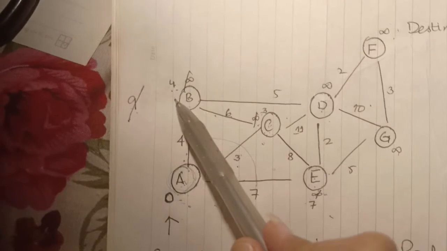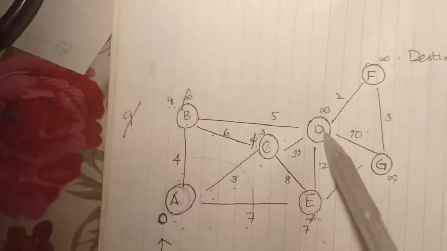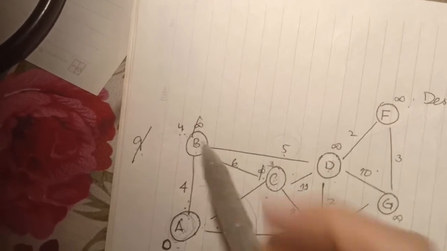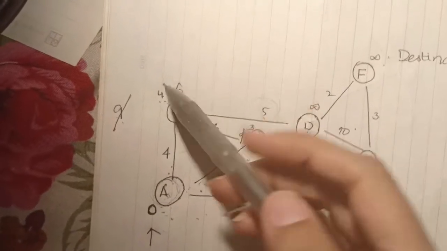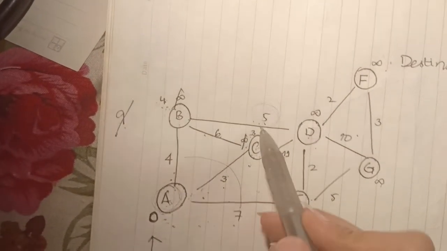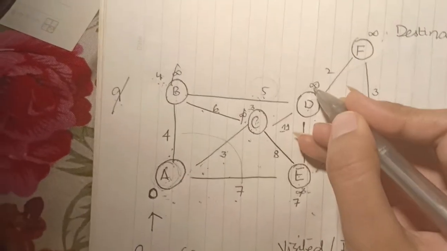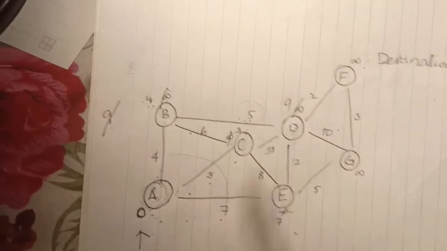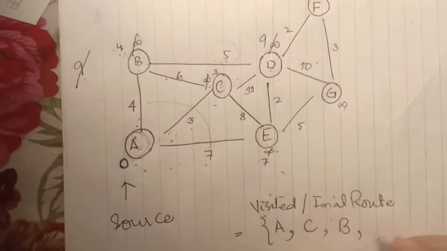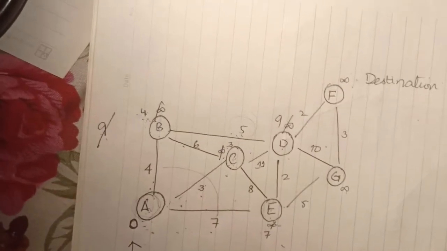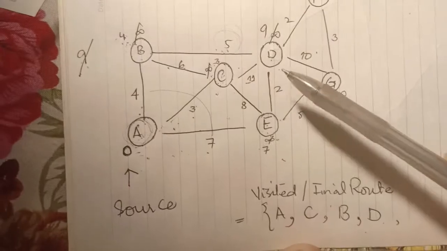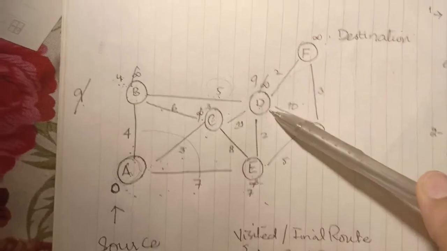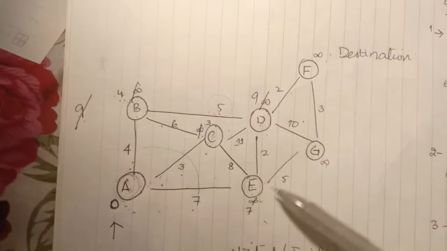Now your weight on B was 4 and the distance to D was 5. So you need to add these weights, 4 plus 5, 9, and 9 is less than infinity, so you replace infinity with 9 as your new weight. So our new visited node is D. Now to go to the destination, from D we can go to F, G, or E.